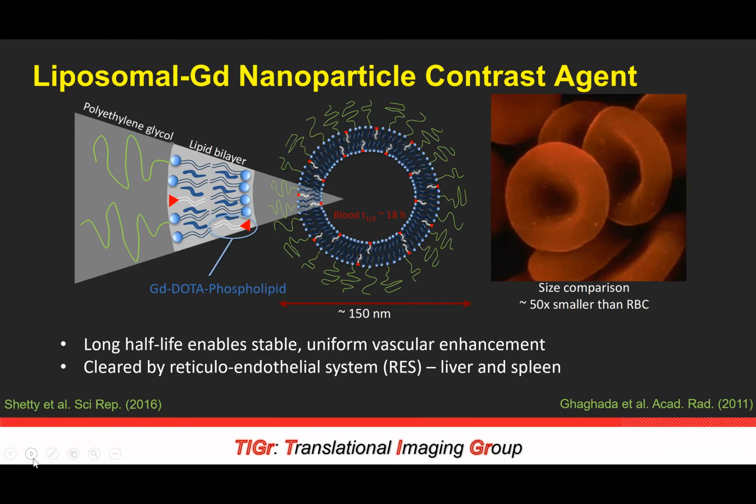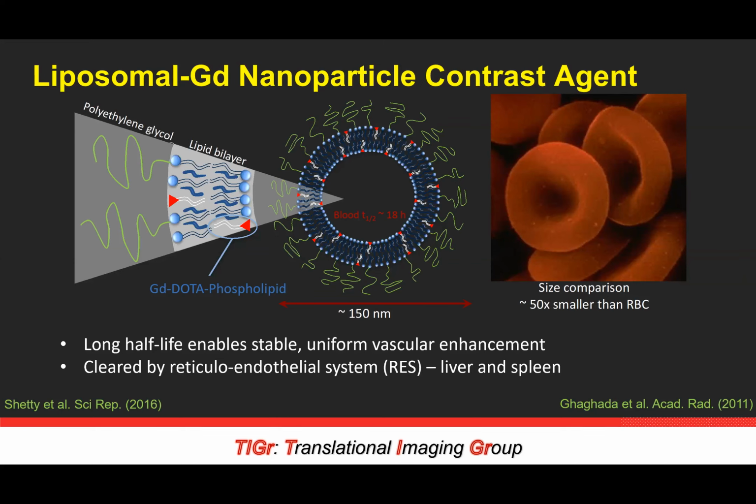Now, what is this nanoparticle agent that I will be using, and which is the feature of this talk? This is a liposomal gadolinium nanoparticle contrast agent. You can see the molecular diagram on the screen here, with gadolinium chelated within a lipid bilayer on the outer ring. The reason we've conjugated the gadolinium within this lipid bilayer is that it enables a long half-life and stable uniform vascular enhancement. The half-life in blood for this agent is approximately 18 hours, which gives ample time for imaging the vasculature target or any other feature of interest, and is extremely important.